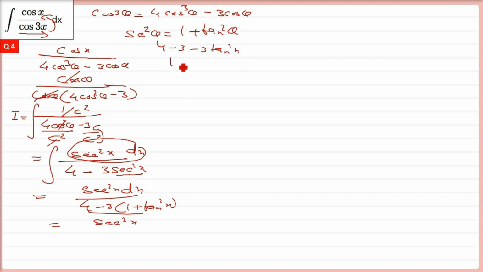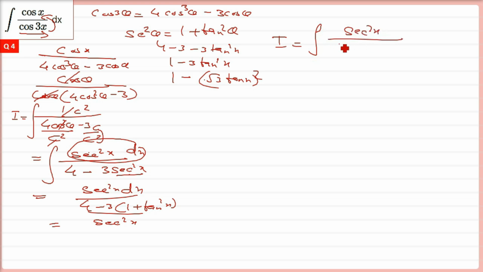But this 4 minus 3 into 1 plus tan square x will become 4 minus 3 into minus 3 tan square x. That will give you 4 minus 3 as 1 minus 3 tan square x. So now, to make this a perfect square, you can write it as root 3 tan x whole square, because we need these in the denominator. So when we place sec square x as 1 plus tan square x, what did we get? Let me write it. The integration has now become sec square x was already there, 1 minus root 3 tan x, that is what we got after applying sec square x as 1 plus tan square x.